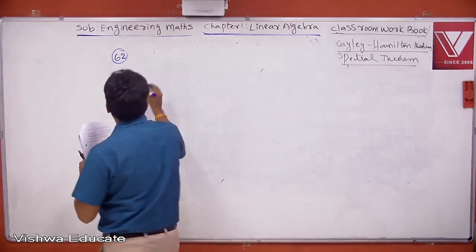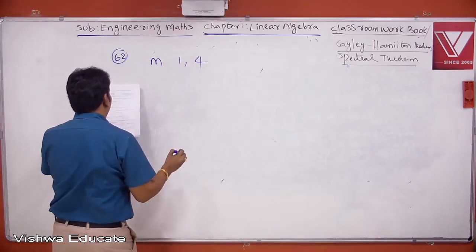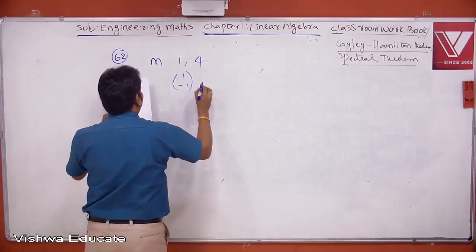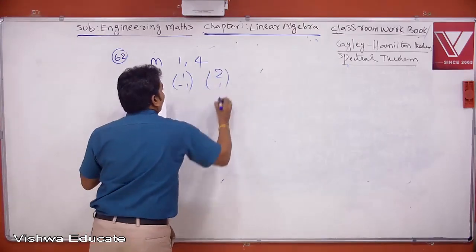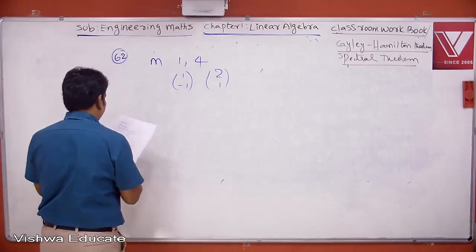Now what is my matrix? M is my matrix. Eigenvalues are 1, 4. What are the eigenvectors? The first is 1, minus 1, and the second one is 2, 1. So they were asking for the matrix M. Now let us verify the options.